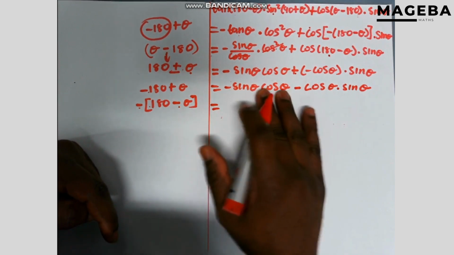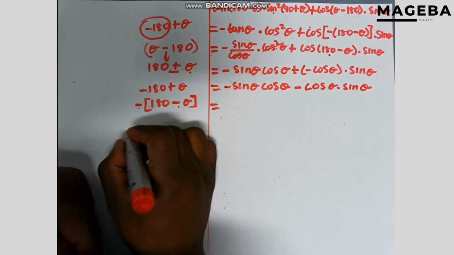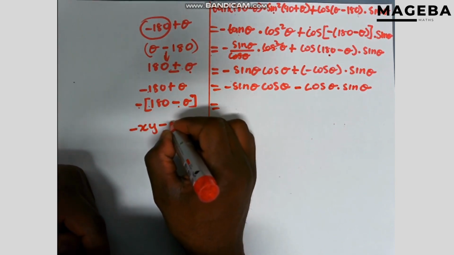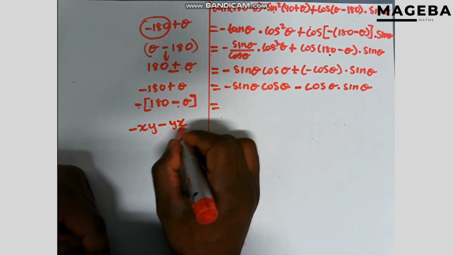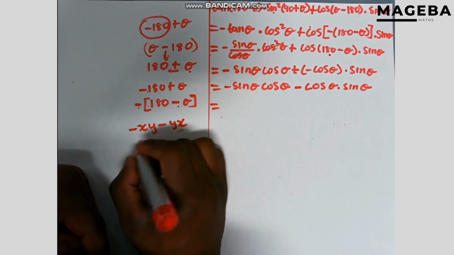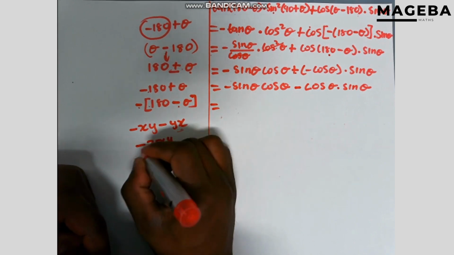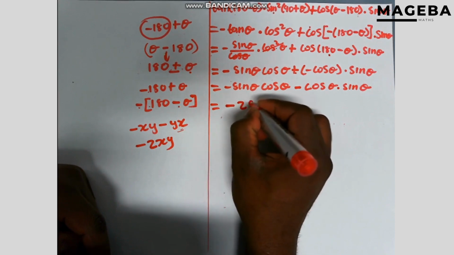Now this thing is the same as this, it's just like terms. It's the same as negative xy minus yx. There's no rule of multiplication, you can start with y and x. This thing is just the same as negative 2xy. So here we're just going to have negative 2 sine theta cos theta.